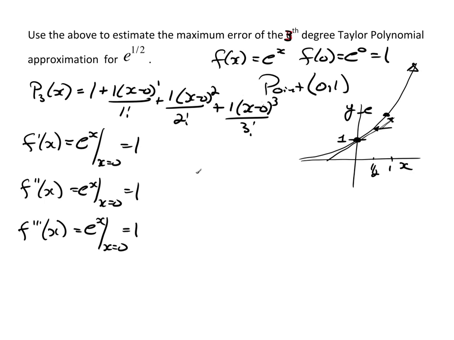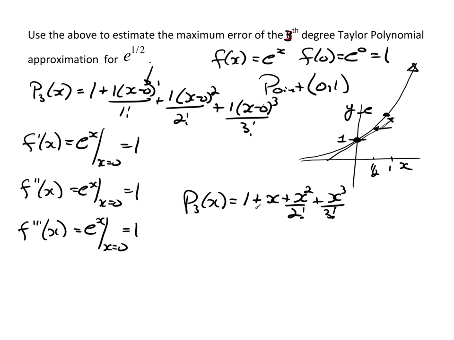And of course, I would never do it like this. It's centered at 0, but I would never write it like that. In reality, I would simply say P3 of x equals 1 plus x plus x squared over 2 plus x cubed over 3 factorial. And I may as well put that factorial in there, even though it is just 2. So this is my 3rd degree polynomial approximation for e to the x.